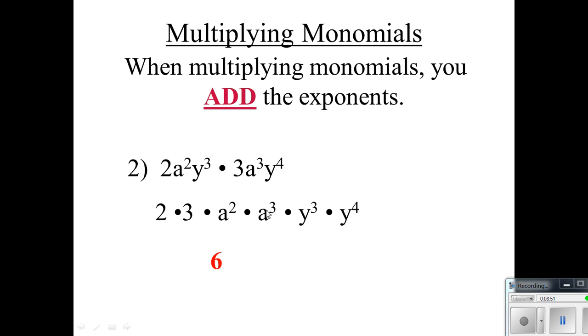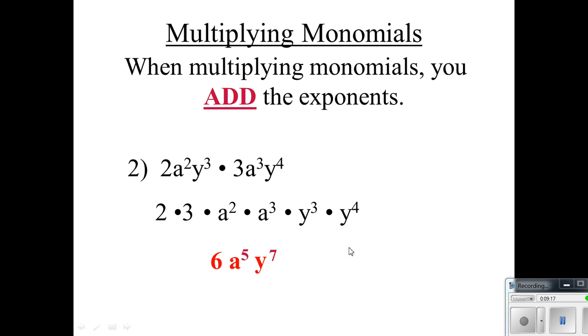Now a squared times a cubed, we can simplify this. We have the same base. Just copy the same base, which is a, and then for your exponents, you have to add 2 and 3, which is 5. y cubed times y to the power of 4, again, you have to copy the same base y, and then add the exponents 3 plus 4, which is equal to 7.